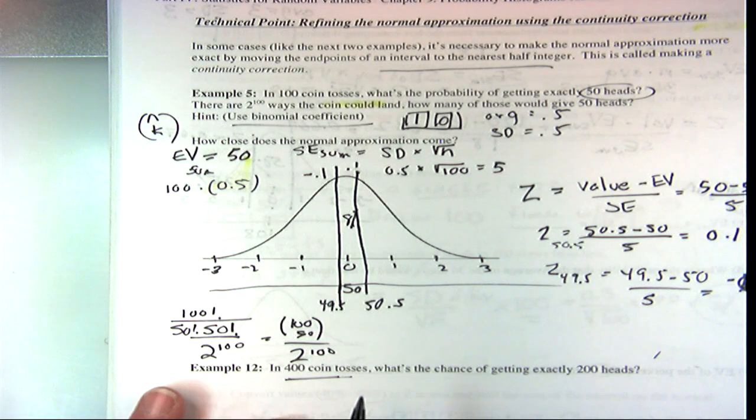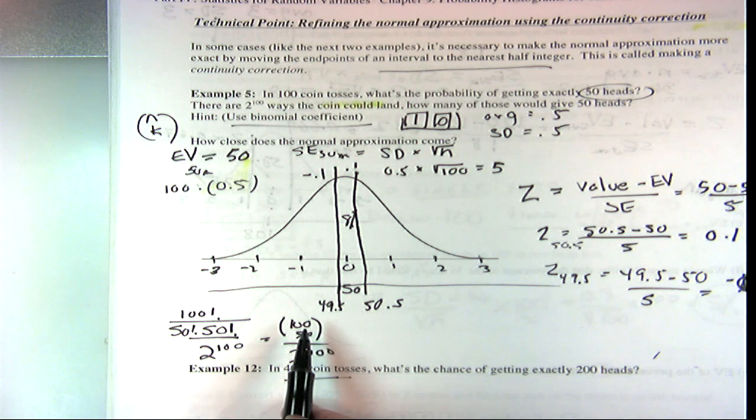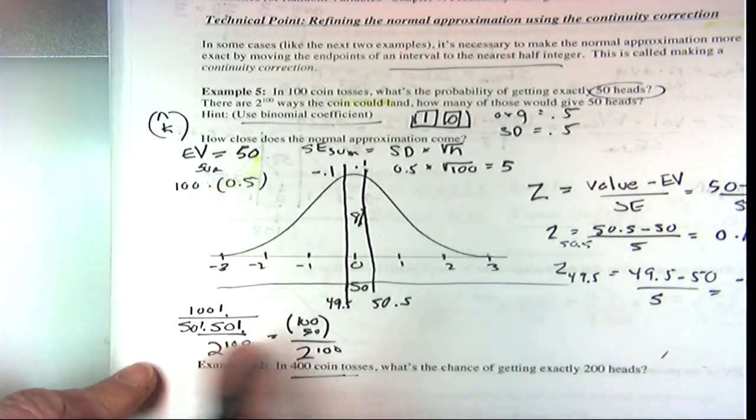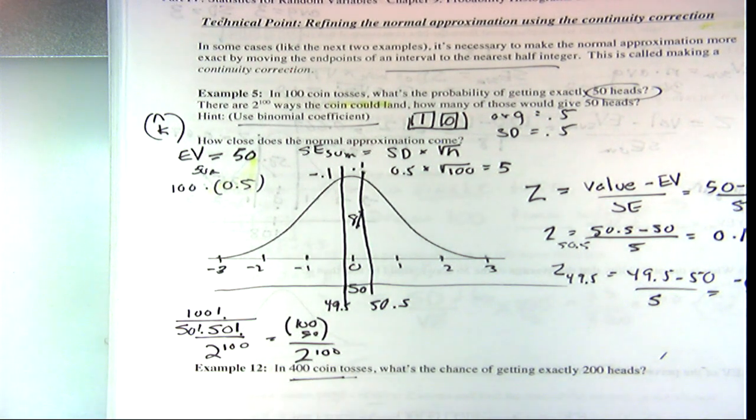And then you could do, in 400 tosses, you'd have 400 factorial over, and you'd expect 200 heads in 400. So you could try that, 400 factorial over 200 factorial times 200 factorial. And you'd have 2 to the 400. And you'd get something really close. So I just want to show you this stuff because it's really extraordinary what the normal approximation can do.